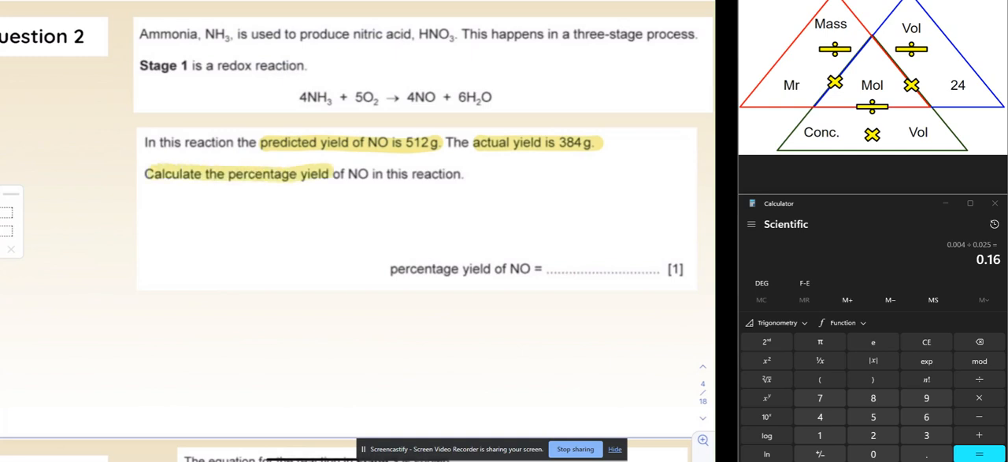Well, that's easy. We do what we actually have, which is 384, over what we're supposed to have, which is 512. You can think about it like I've got 384 out of a possible 512, and then I just times that by 100 to get it into a percentage. So let's do that on the calculator. 384 out of a possible 512. We times that by 100, and that gives us 75%. So we know that our percentage yield is 75%.